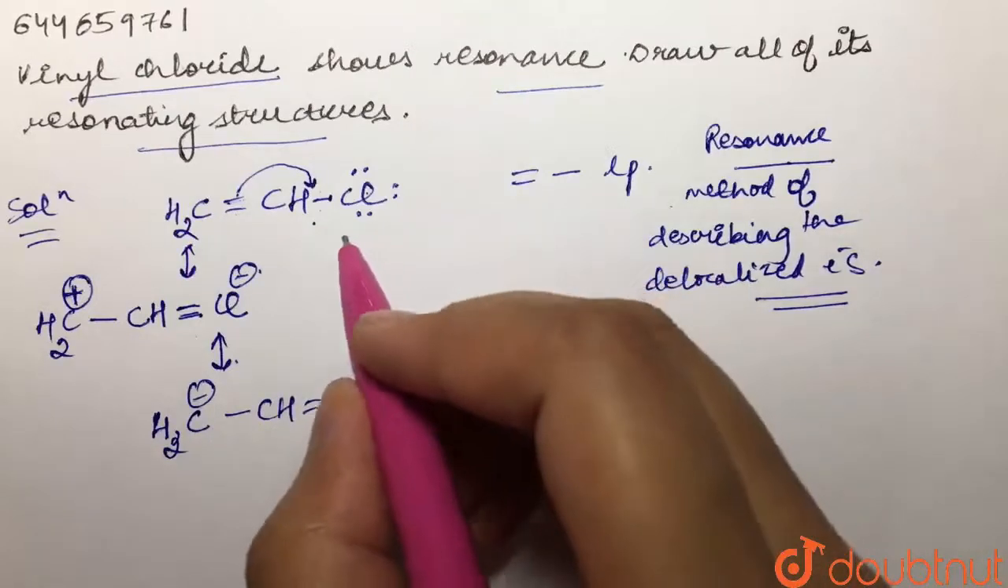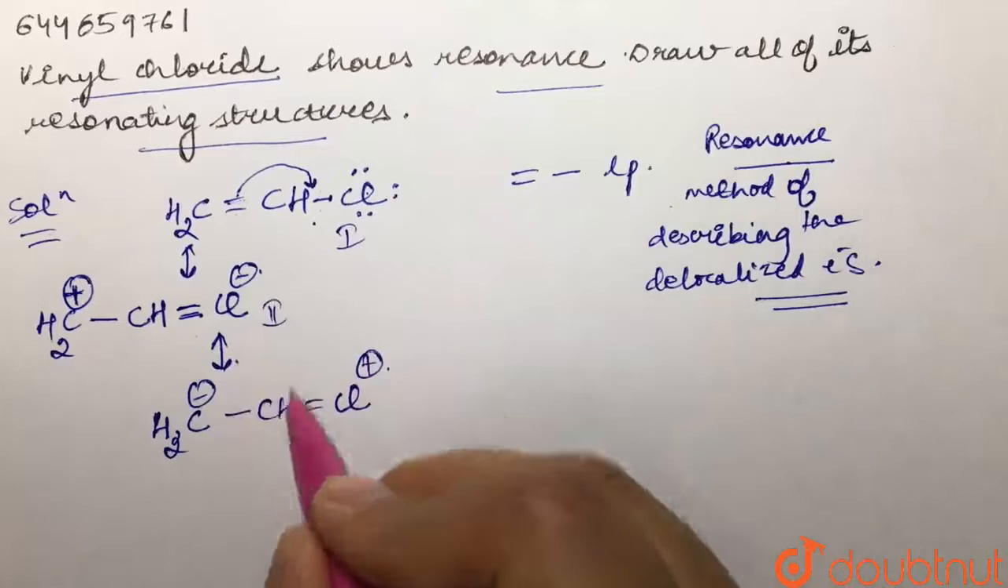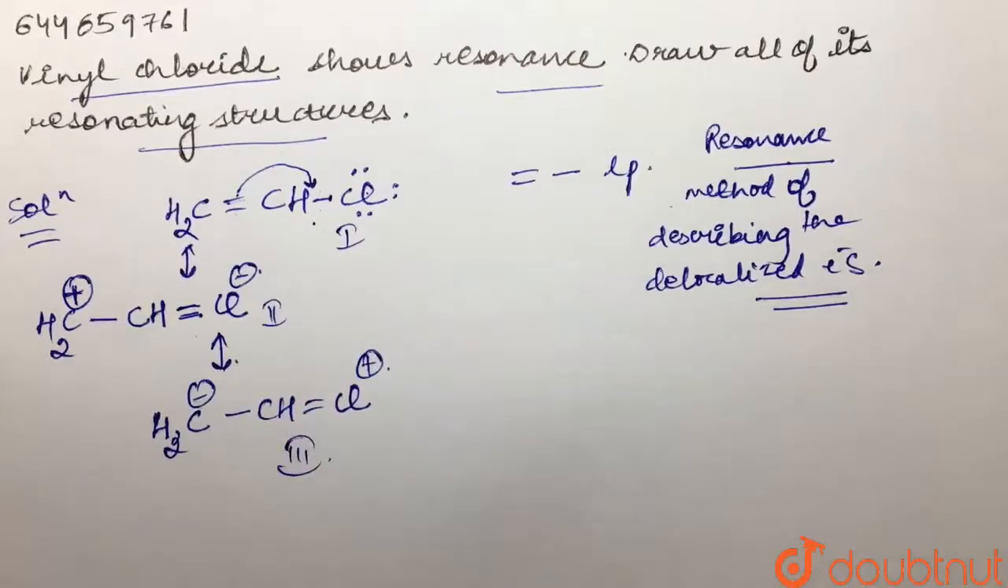So we can say that we have total of 1, 2 and 3 resonating structures possible for vinyl chloride, right? So these are the resonating structures.